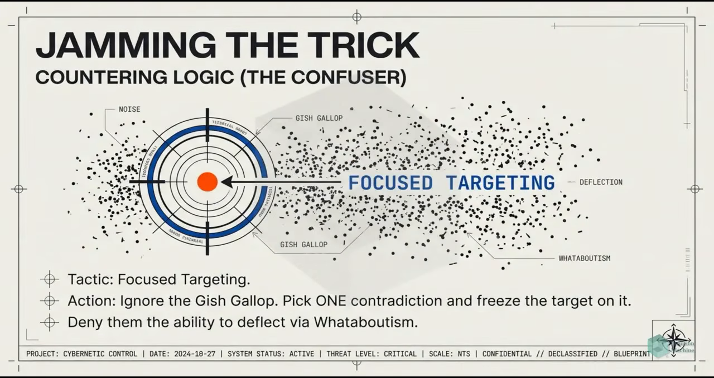Jamming strategy 3, focused targeting. The system uses a Gish Gallop, drowning you in 100 weak arguments. Countermove, freeze the target. Pick one contradiction, one lie. Do not let them drift. Keep the pressure on that single point until they break.